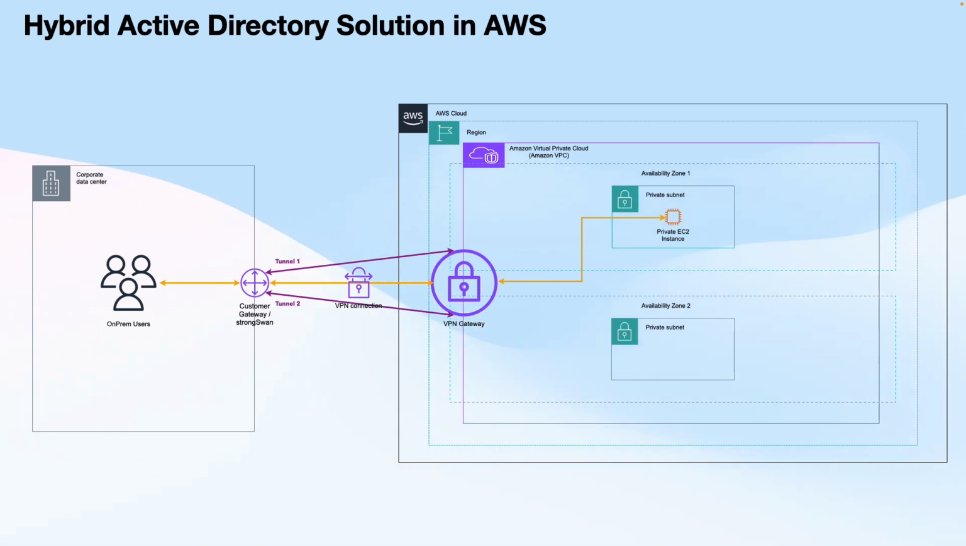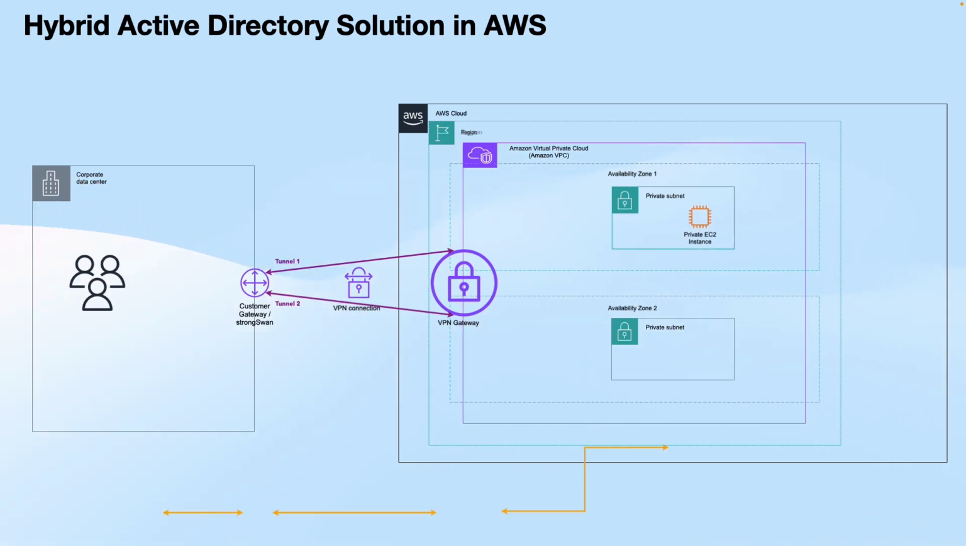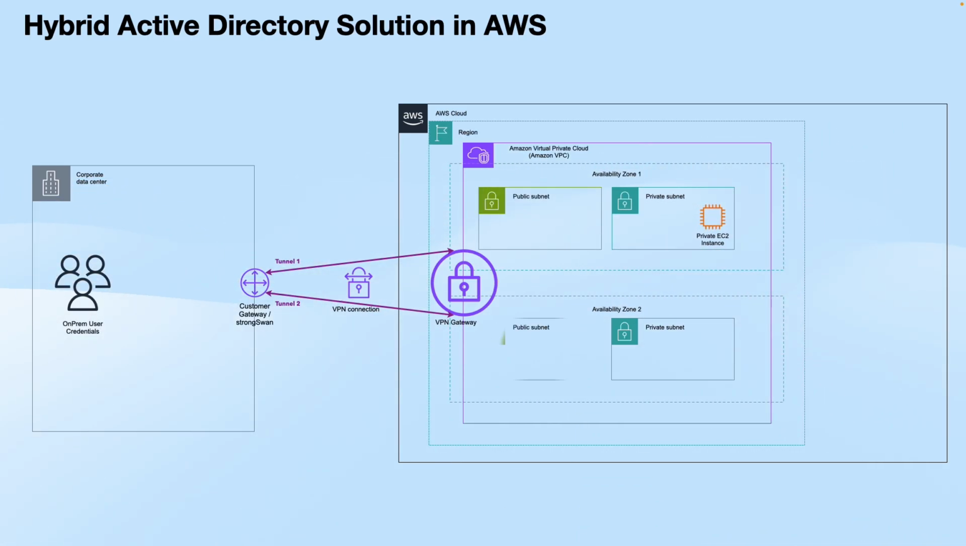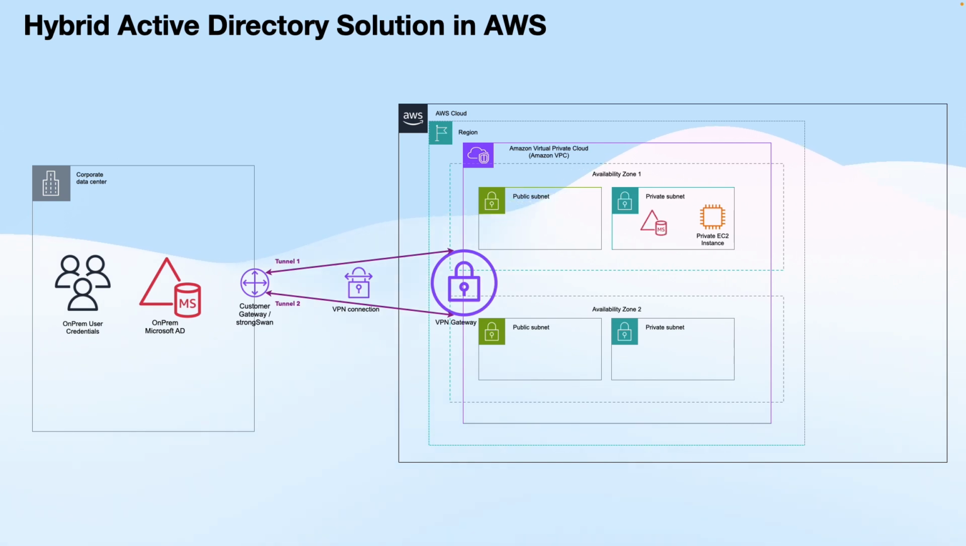So next, let's simplify this architecture and show you what we are going to implement in this video. So this is the simplified architecture that we have already implemented. And first, we will create on-prem Microsoft Active Directory. We will do that on an Amazon EC2 instance. Then we will create AWS managed Microsoft AD.